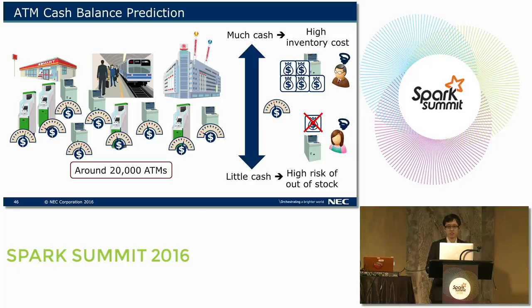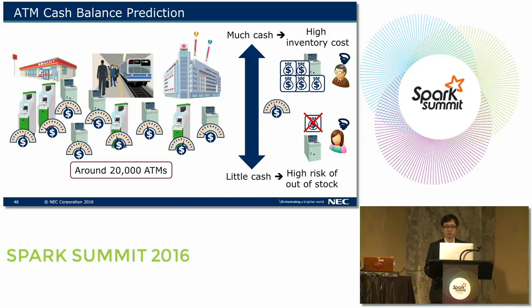So even if we reduce the stock by only 10%, we can invest 100 million US dollars for other purposes. So it's very valuable from an economic perspective. However, if we reduce the stock too much, the risk of ATMs running out of stock increases, and customer satisfaction is degraded. So for this use case, a highly accurate prediction model is very important and valuable.